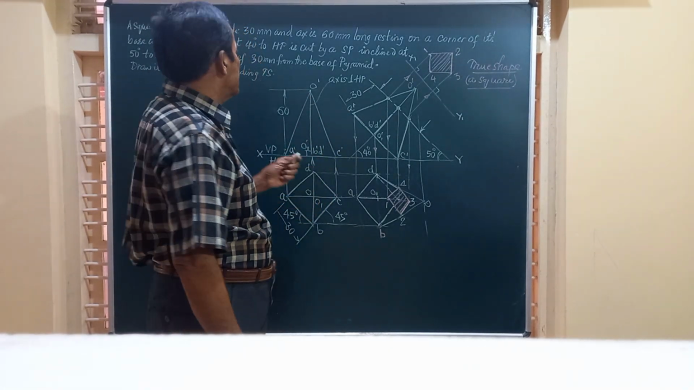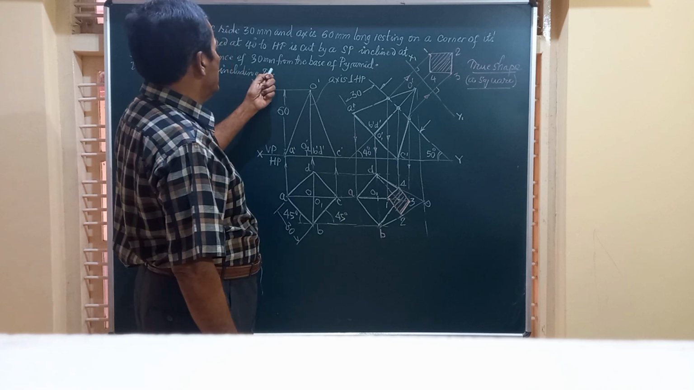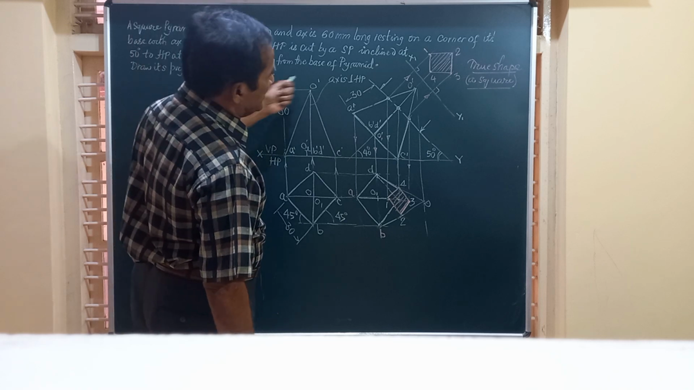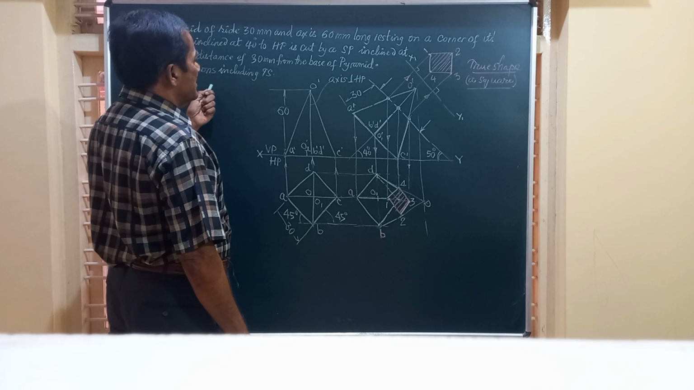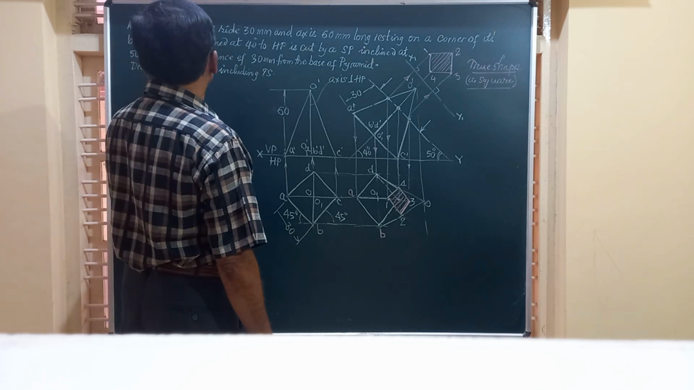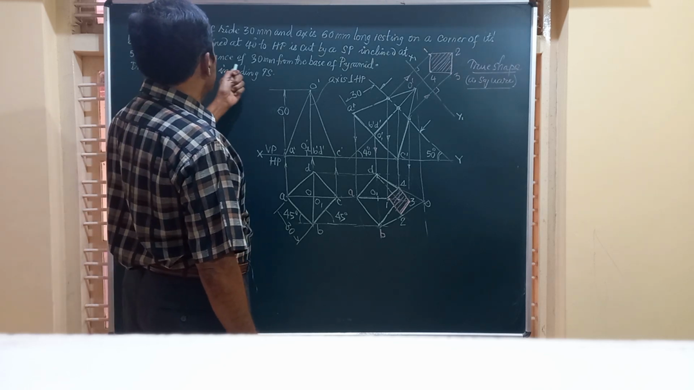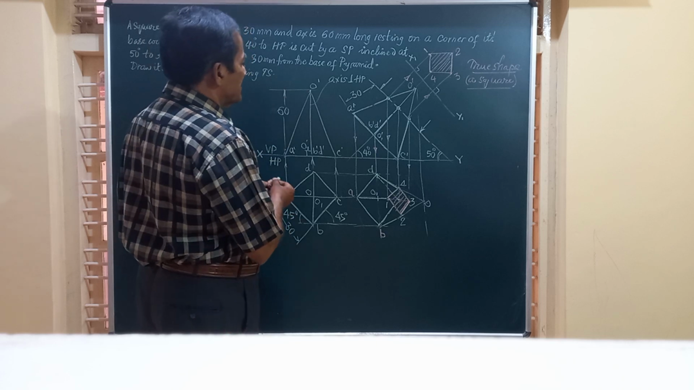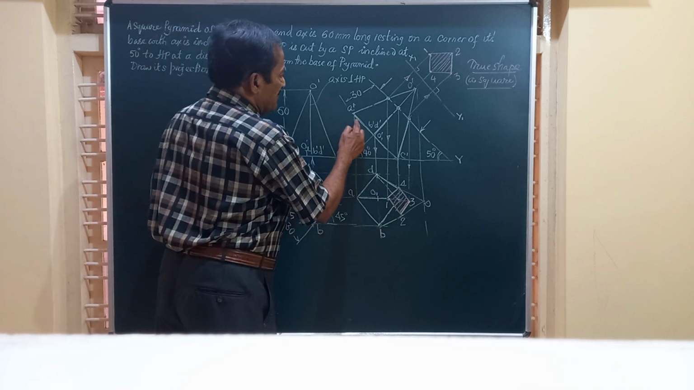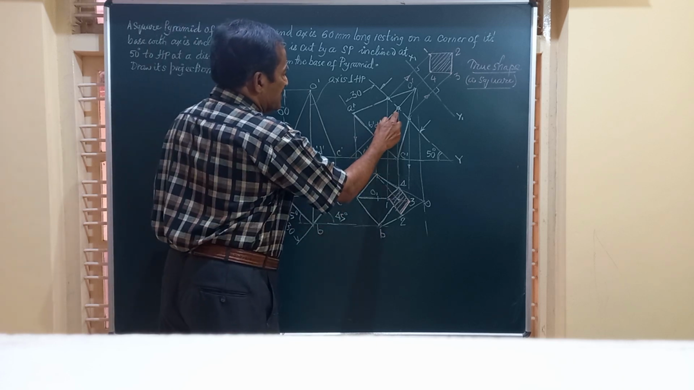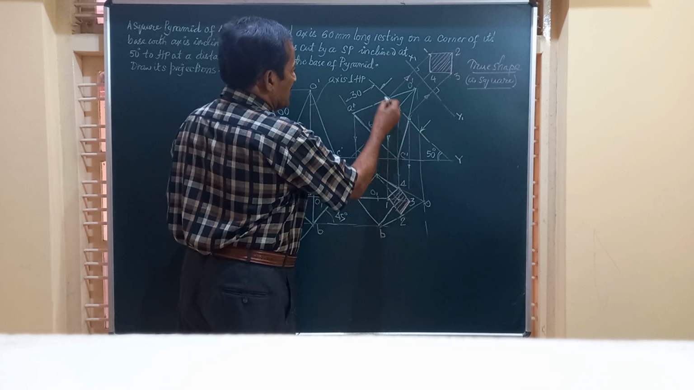Now in the question it is said, it is cut by a section plane, SP means section plane, inclined at 50 degrees to HP and at a distance of 30 millimeter from the base of the pyramid. So this is the base of the pyramid. You can take 30 millimeter and draw this line.